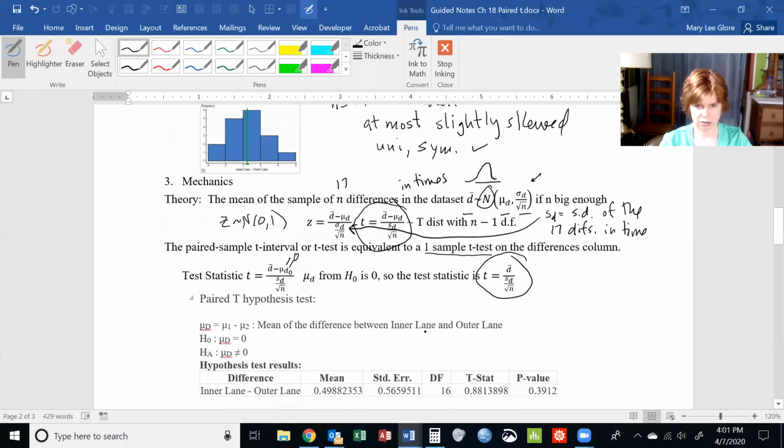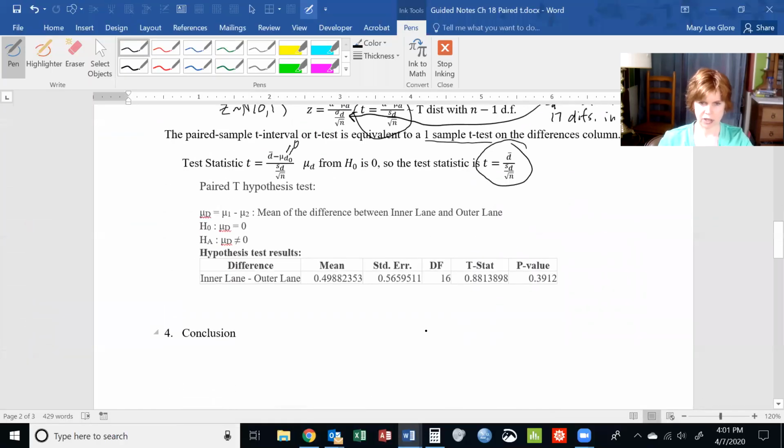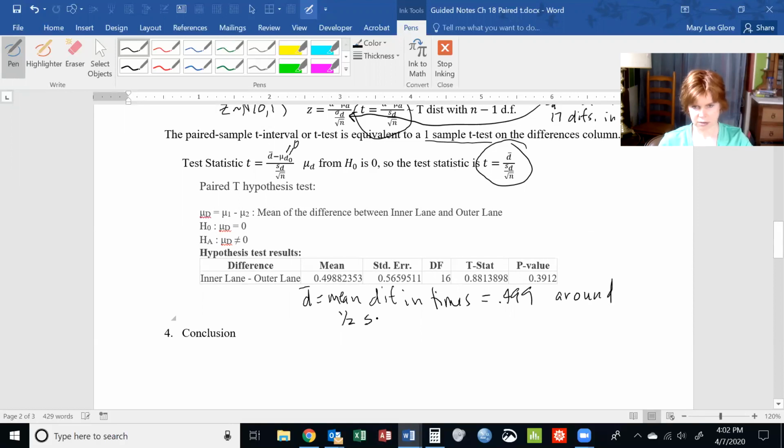So I copied over my output from that. This is d bar, and that is the mean difference in times. That is approximately a half a second, 0.499, around a half a second longer. And that was inner minus outer, so the inner must be bigger. So it's a half a second longer for the inner lane.